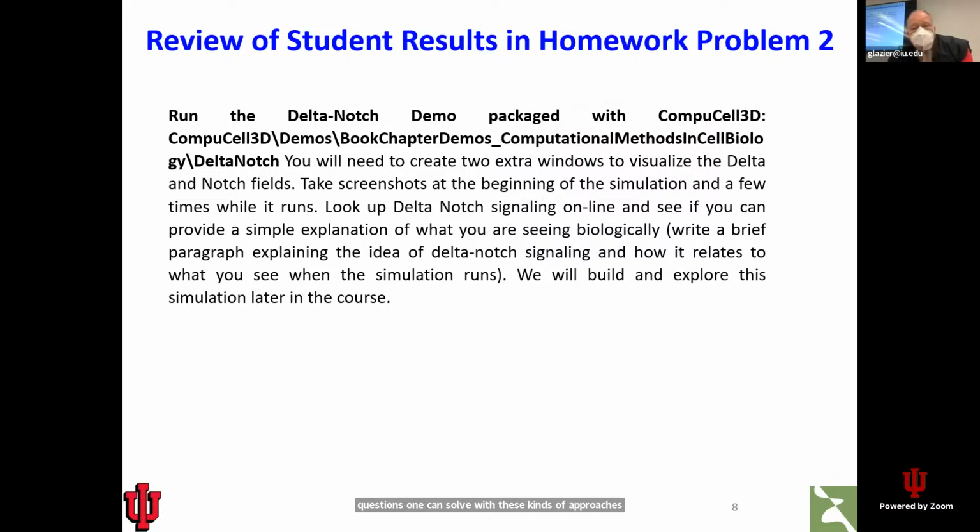And so I guess I wanted to quickly go over, did anybody do homework problem number 2, which was simply to run the delta notch demo that was packaged with CompuCell? And if they did, are they willing to screen share for a second and share with us what they got?